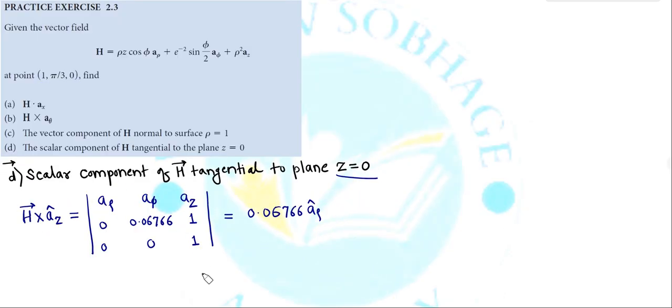Okay, so we have this answer, which is what? The cross product between that given vector h and its z component, which is tangential to this plane, which is at z equals 0, will have this much magnitude, since we are talking about the scalar component. So it should not be associated with this vector component. So what is our answer? That will be 0.06766. Okay, so this is what we discussed about practice exercise 2.3 from your book.